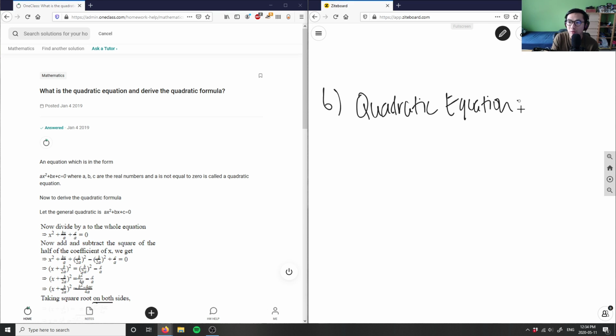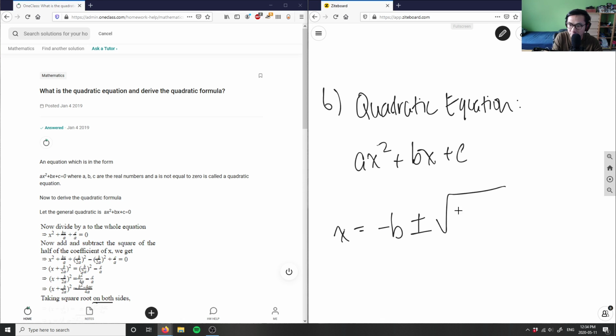So I know the quadratic equation is simply x equals, because I'm solving for x, right? This is a quadratic equation, so it's simply ax squared plus bx plus c. This is a general formula or equation for a quadratic function. And if I want to solve for x here, x would equal negative b plus or minus the square root of b squared minus 4ac all over 2a. So this here is my quadratic formula.